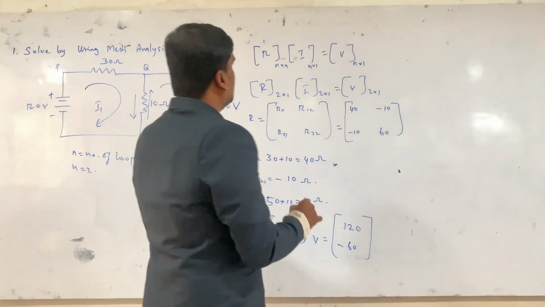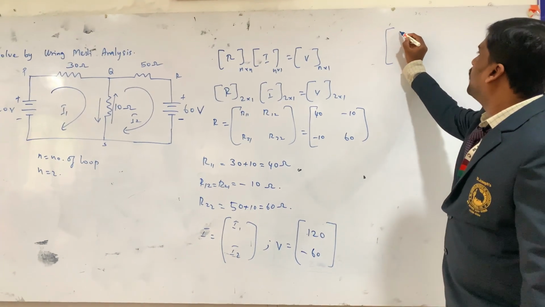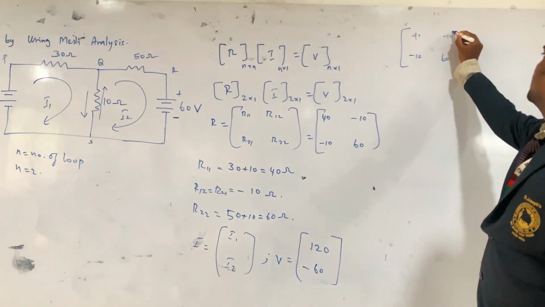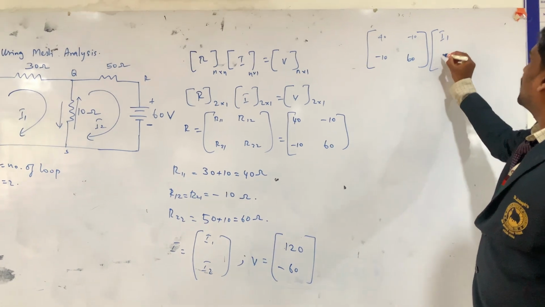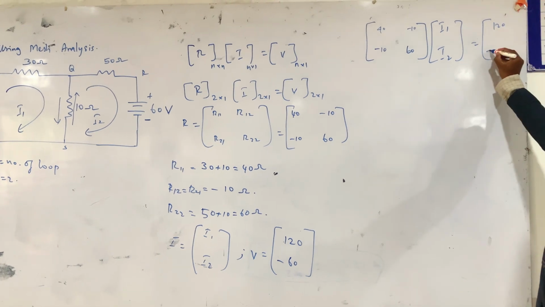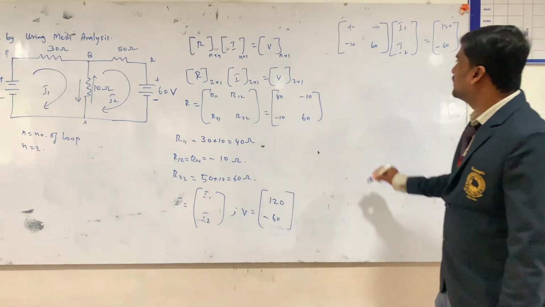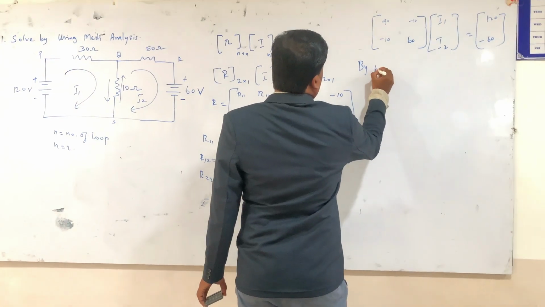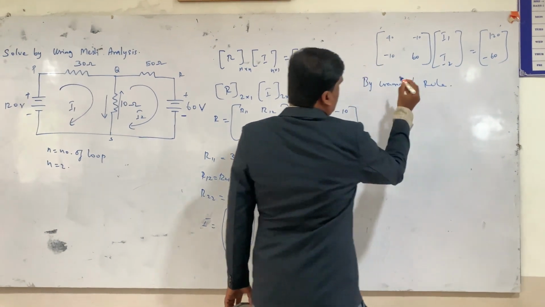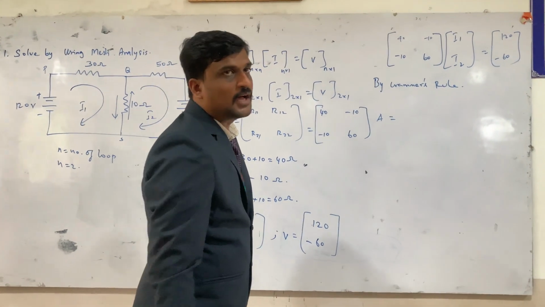Now we will write it in the inspection method. So here it is 40, minus 10, 60, into I1, I2, which is equal to 120, minus 60. By using Cramer's rule, we can solve this. First we will find del. Then we can simply solve the determinant for the R matrix.